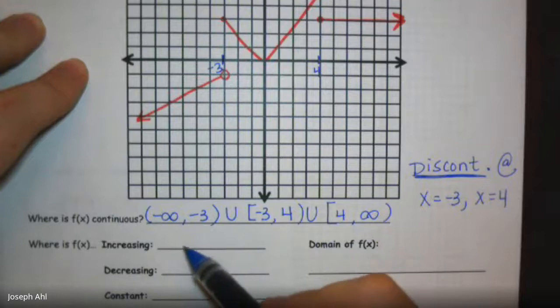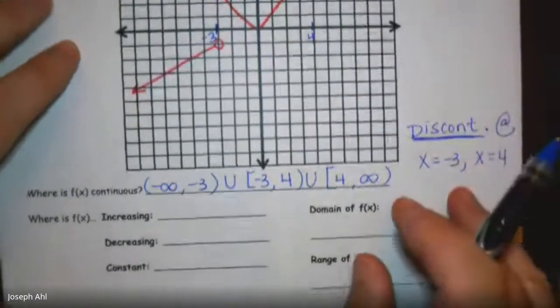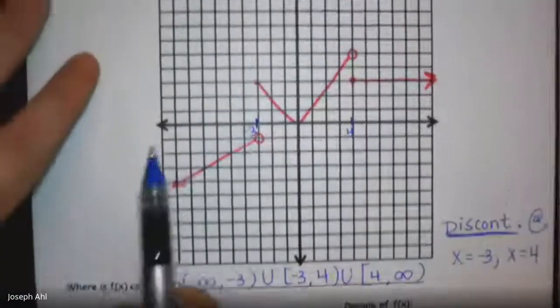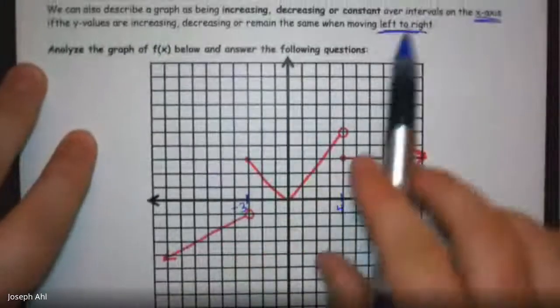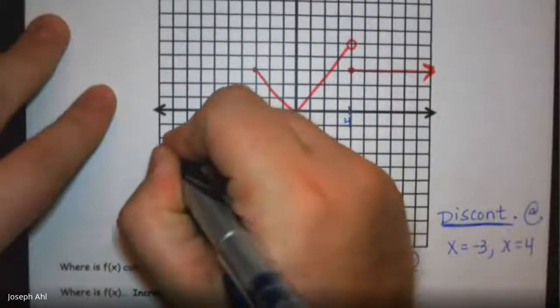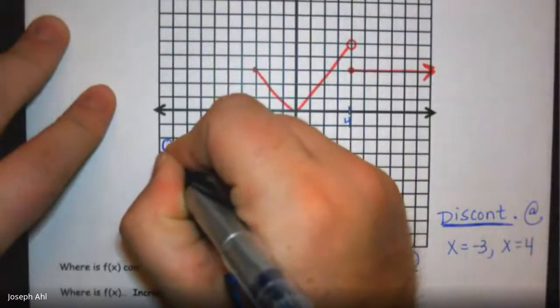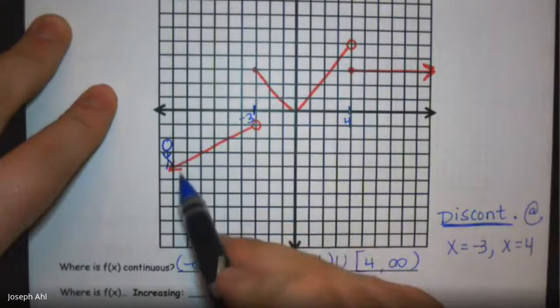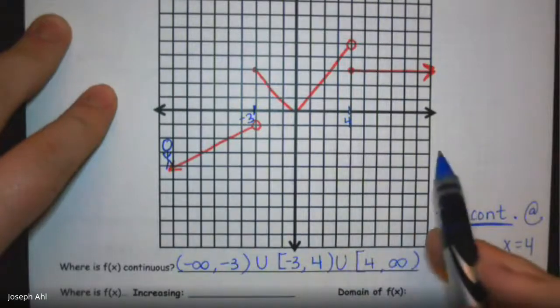As far as the next pieces, for where is the graph increasing, decreasing, and or constant, what I'm going to recommend is always start on the left side of your graph, like it suggests up here, we're moving left to right. And this is going to sound a little weird, but I like to put a little stick figure on the graph on the far left side. And think about, what does this person have to do to walk from the left side of the graph to the right side of the graph?